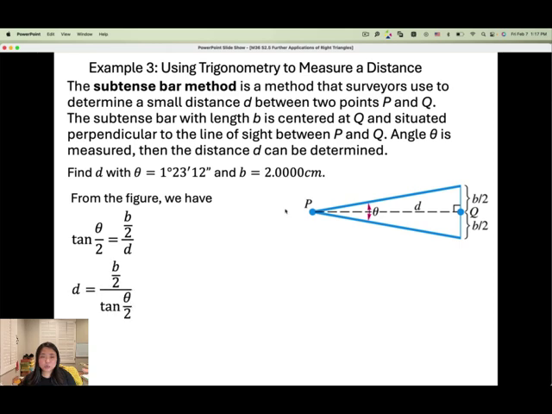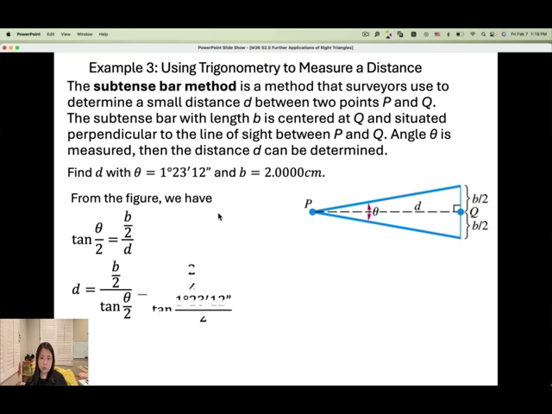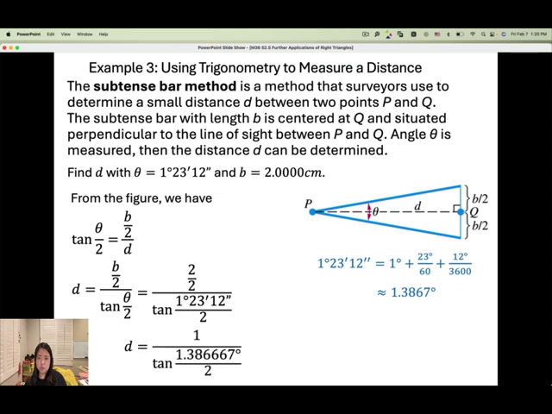We are looking for the d. You know the b, you know the theta, you could just plug it in. For the angle, you want to convert it to decimal form. Remember how to do that? You could do 1 degree plus the minutes divided by 60, and since we do have the seconds here, you divide those by 3,600. Use your calculator, and you're going to get this. Plug it in and use your calculator. You should find this.